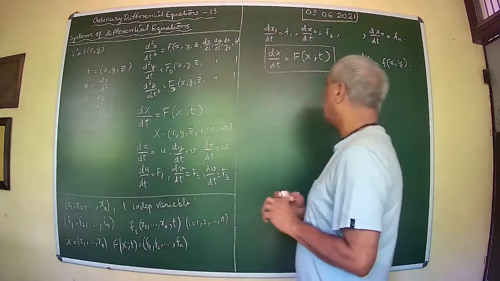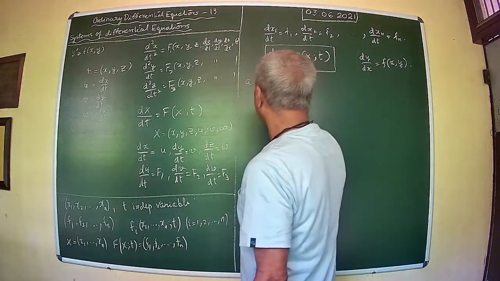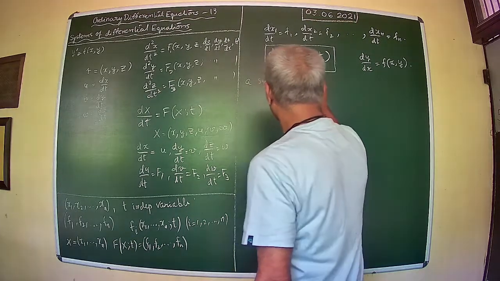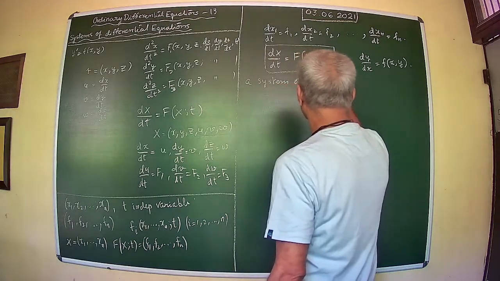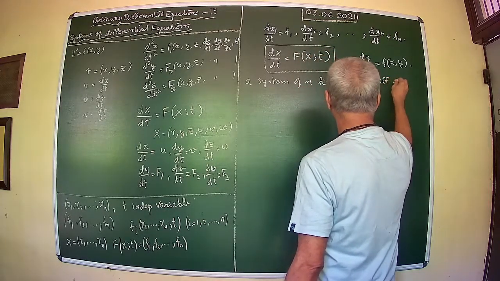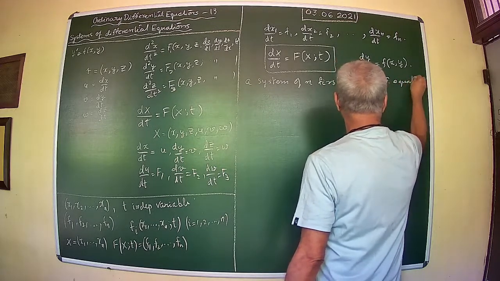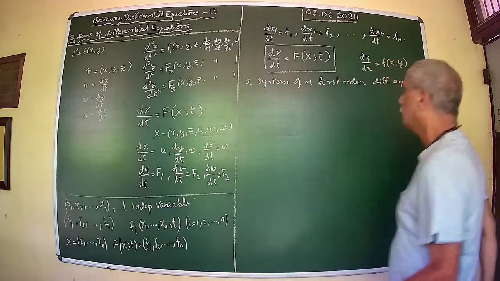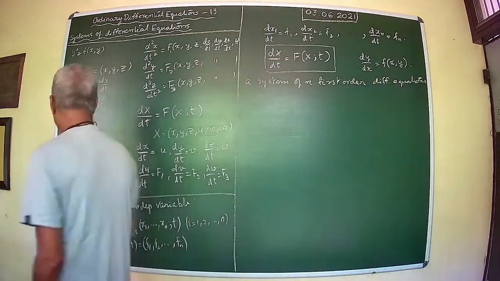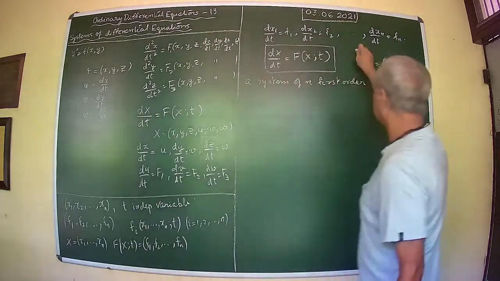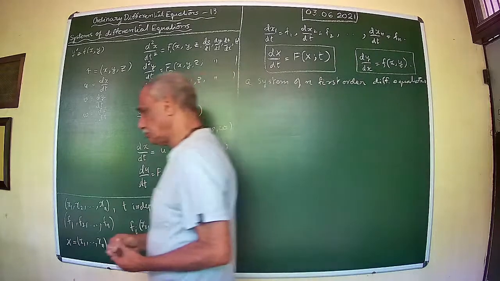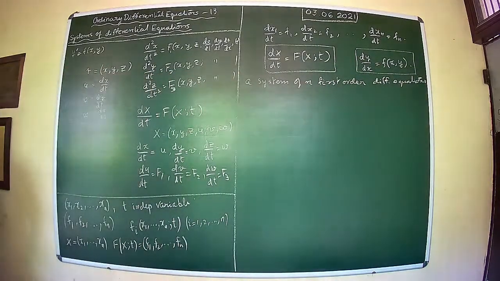So this is what you call a system of n first order differential equations. So it immediately suggests to you that maybe whatever we did for this equation can be mimicked for this also, and you can develop a theory.